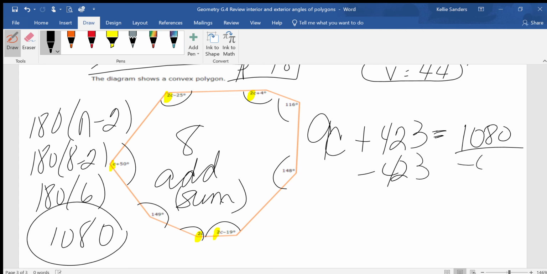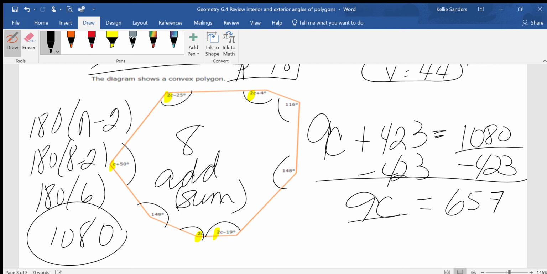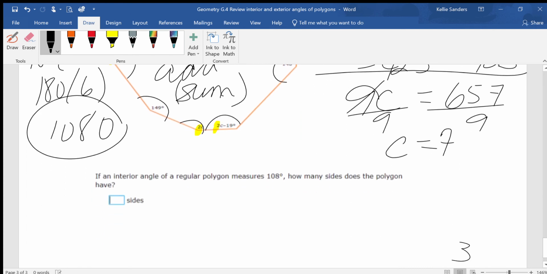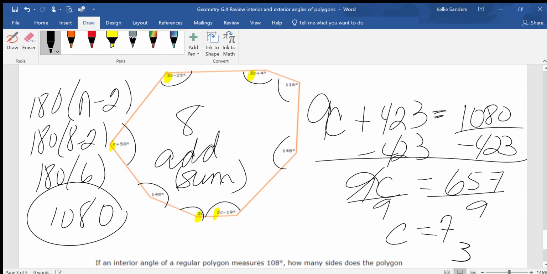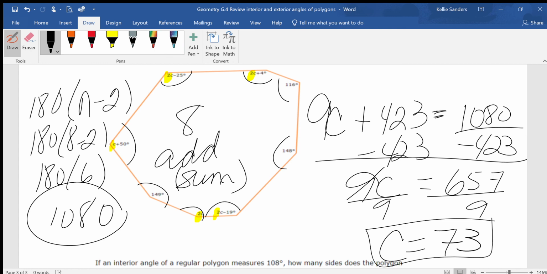So all of these angles are supposed to add up to 1080. So I'm going to put 1080 right there. We're going to subtract the 423. 1080 minus 423, 657. Divide by 9. 73. Let's see if there's a question. We're making up a question. How much is... Where did my 3 go? C equals 73.